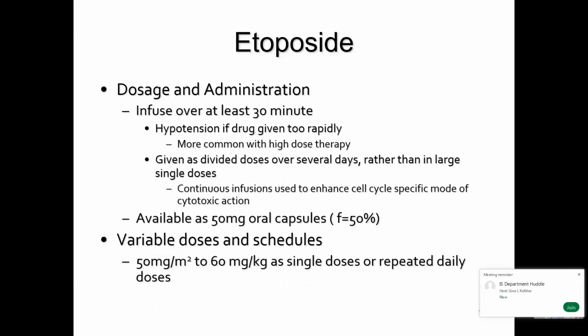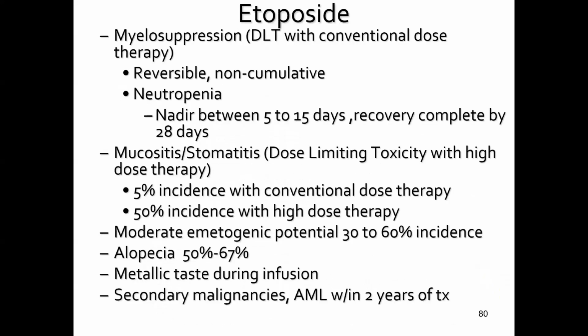Hypotension, if the drug is given too rapidly, this generally happens at high doses where you're getting 50 and 60 milligrams per kilogram. It's much less common at doses of like 50 milligrams per meter squared, 100 milligrams per meter squared. And just to mention, myelosuppression is dose-limiting toxicity with conventional doses, reversible, non-cumulative.